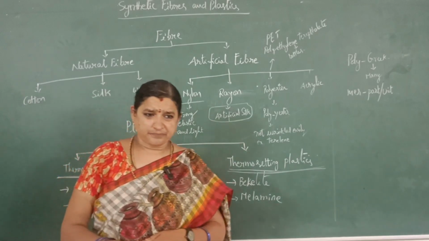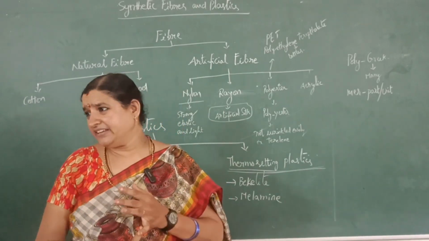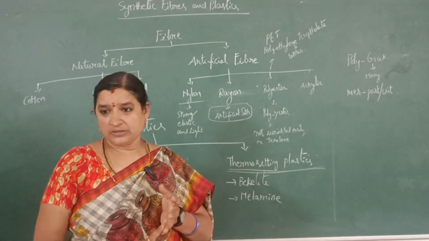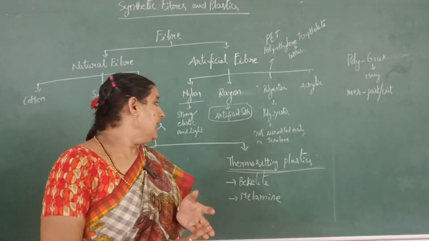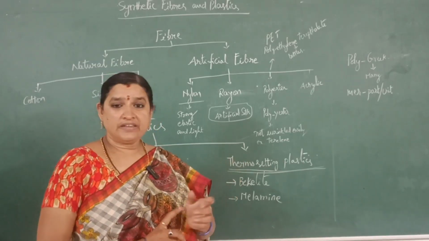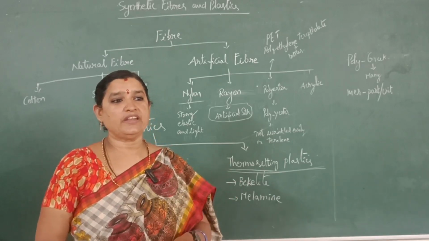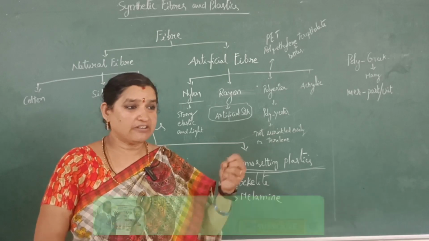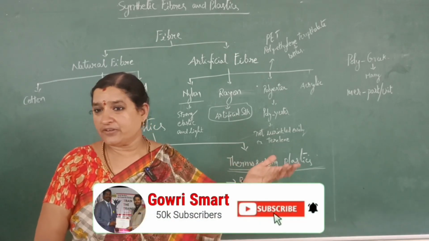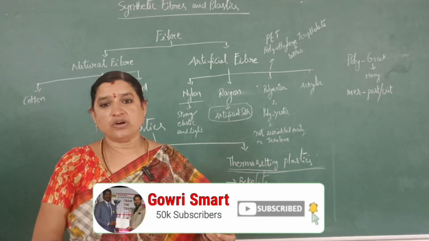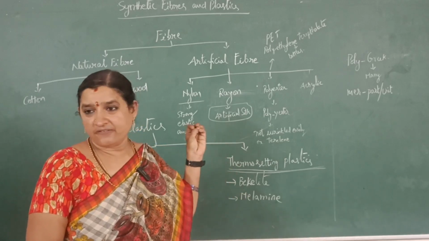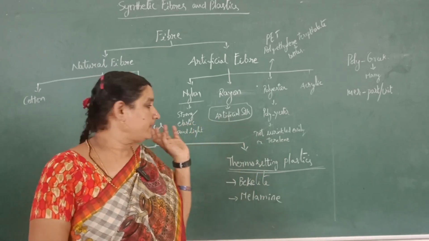Why? Because it is very light in weight, very cheap, durable, and it cannot wrinkle easily. So it is very easy to wear and easy to wash. Immediately it will dry up; it takes less time to dry. Due to these qualities, we use polyester widely in our day-to-day life.